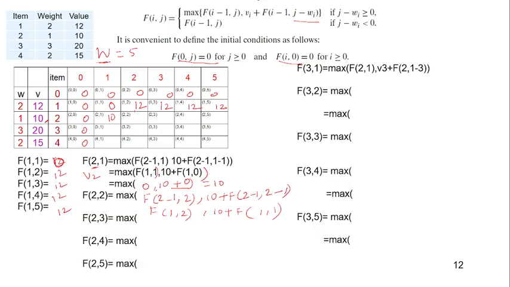f of 1 comma 2 is nothing but the previous one. Then you can understand 1 comma 2 is this one, 12, comma 10 plus f of 1 comma 1. f of 1 comma 1 is 0. So which one is greater? 12. So here also you will have 12. And next, 2 comma 3. So 2 comma 3, this one.